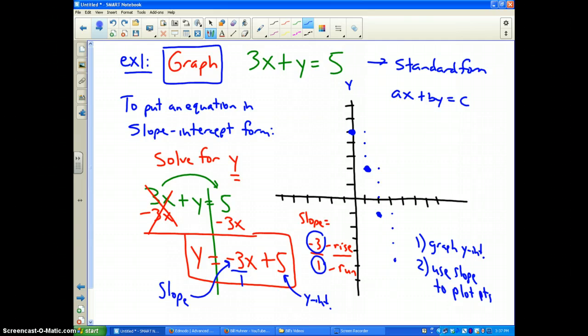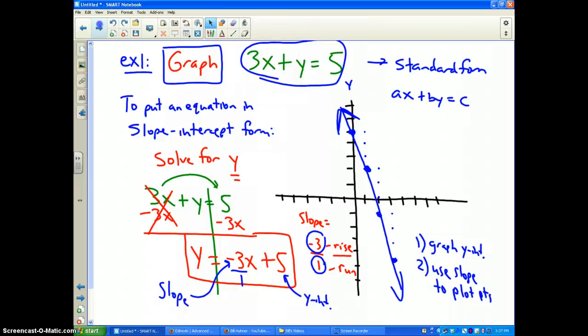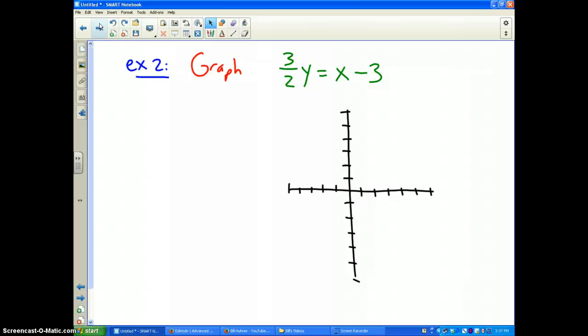And therefore, I have the graph, and I put arrows at the end. That's the graph of this particular function. And that's how you graph using slope and y-intercept. Example number 2. Let's graph this one. 3/2 y equals x minus 3.